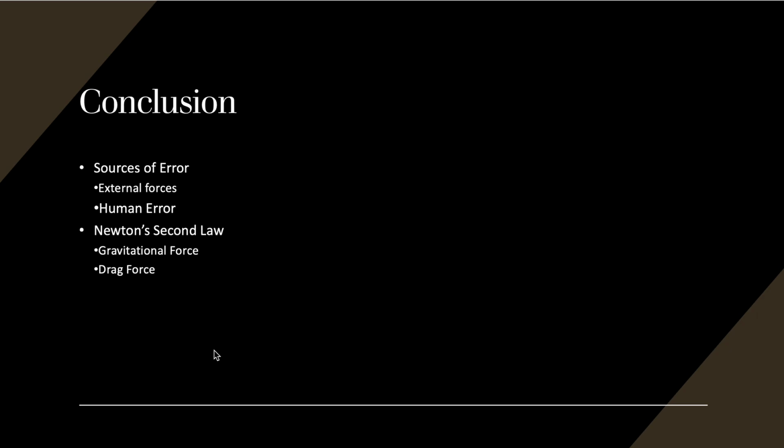Some sources of error are external forces and human error. The external forces not accounted for would be the wind resistance. And the human error would be that we're just dropping it, so there could be some error with how we let go.